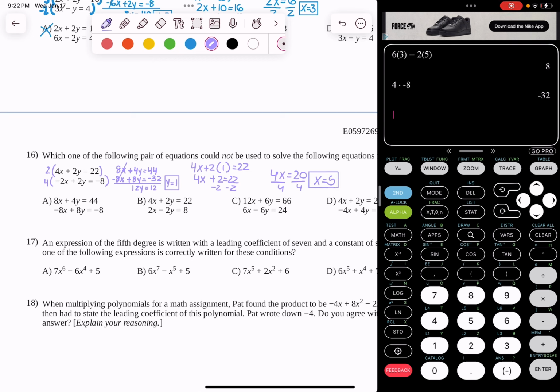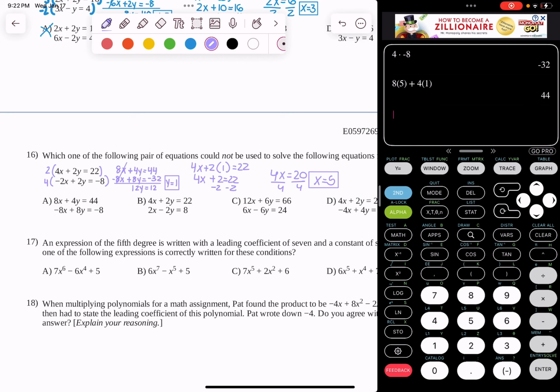Perfect. So now I'm going to try this. Let's try answer choice A. 8 times x, which is 5, plus 4 times y, which is 1. Does it equal 44? Yes. Let's try the next one. Negative 8, make my x 5, plus 8, make my y 1. Does it equal negative 32? Oh, it doesn't. So look, I already found the one that doesn't work. That was nice. I didn't have to try all the answer choices. I already found one that doesn't work because I needed it to equal negative 8, but it equaled negative 32.